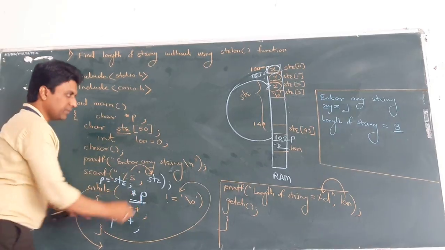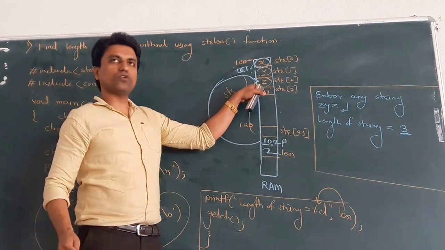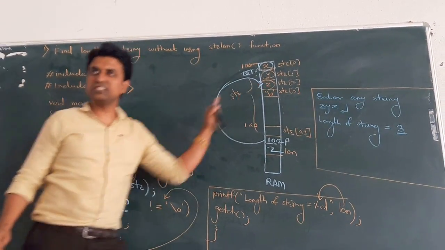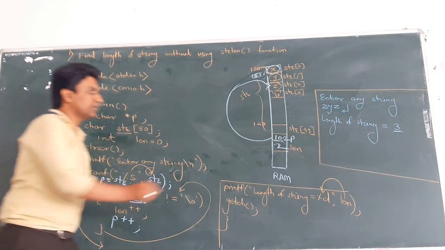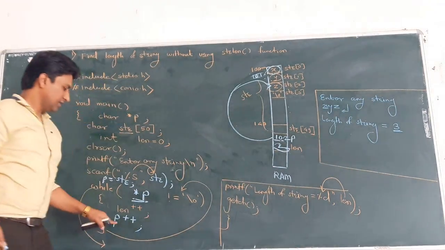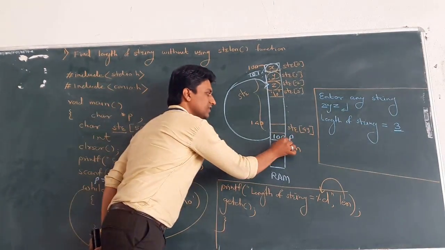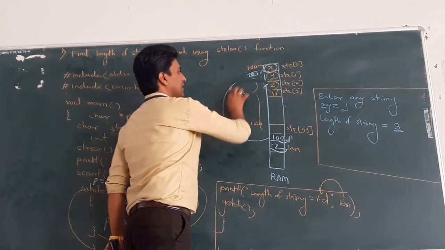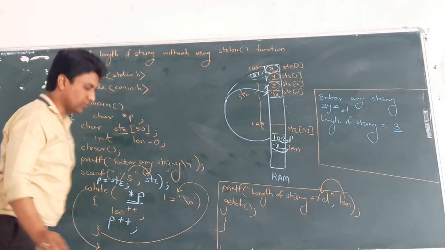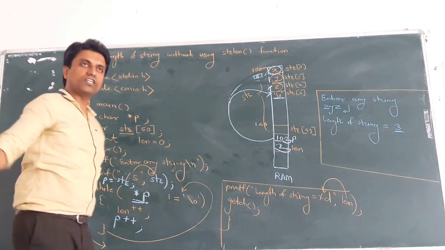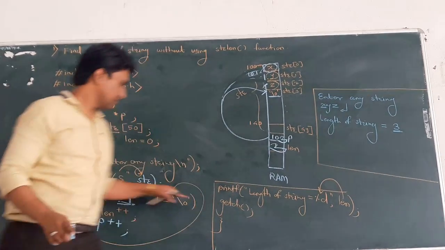So *p means the value at that address location. What is the value at that address location? z. So z is not equal to \0, condition true. Again entry, length++ means it becomes 3. Then p becomes 103. And at 103, what is the character at that address location? \0. So \0 is not equal to \0, condition false.